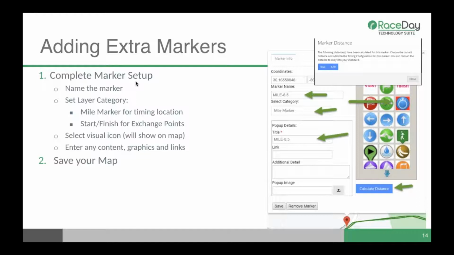And then again, if you want, enter in a title. And then if you want, you can add additional content, graphics, and links for that marker. And then you can use the calculate distance button to determine the distance location of that marker. Again, you'll need this when you're setting up your configuration. And then go ahead and save your marker and then save your map.